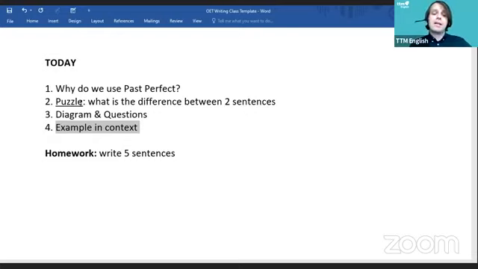I can say this here. I can do it like this, okay? Then I've got some homework lined up for you as well. You can write 5 sentences for me using past perfect in an OET context. Send them to me and I'll tell you if they're right or if they're wrong, okay? So that's the plan.